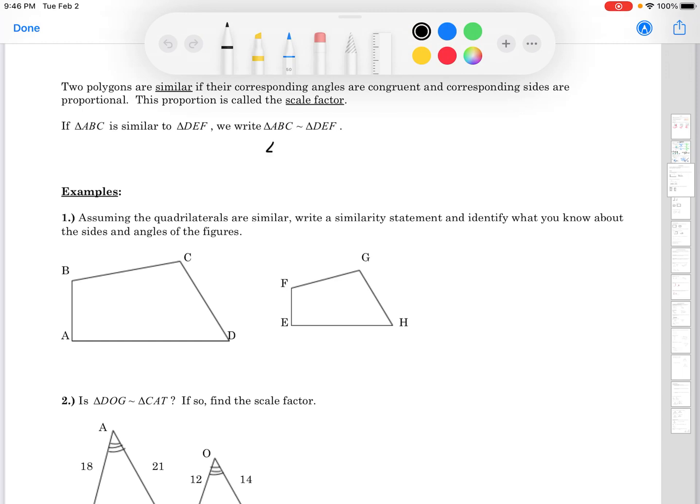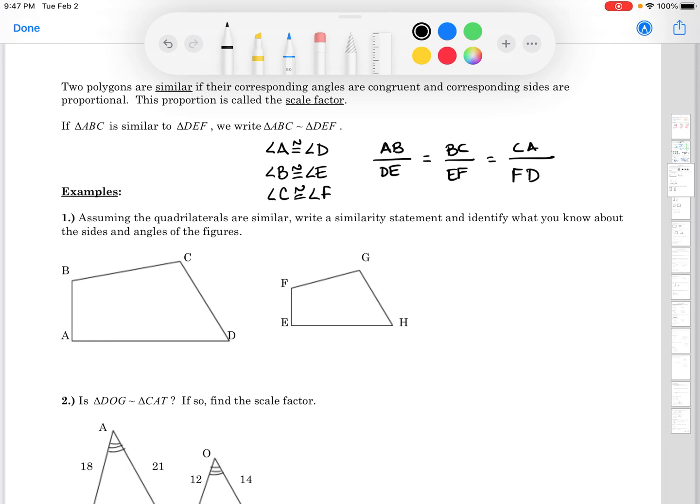So A is the first letter, so that means angle A is going to be congruent to the first letter in the other triangle, so angle D. Angle B is going to be congruent to angle E, and angle C is going to be congruent to angle F. This also means that the sides are proportional. So the first two letters from the first triangle are going to be in proportion with the first two letters from the second triangle. And that same ratio is going to be for every set of sides. So the second two letters with the second two letters. The last and the first with the last and the first.